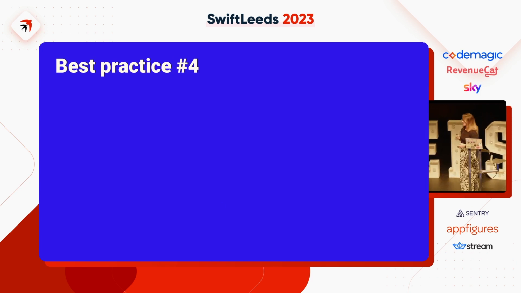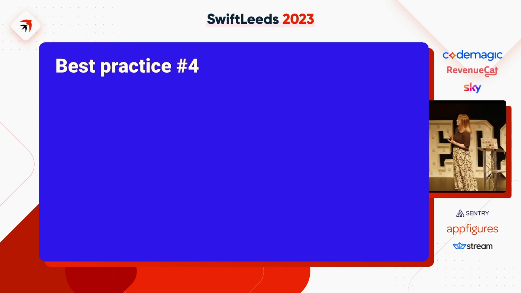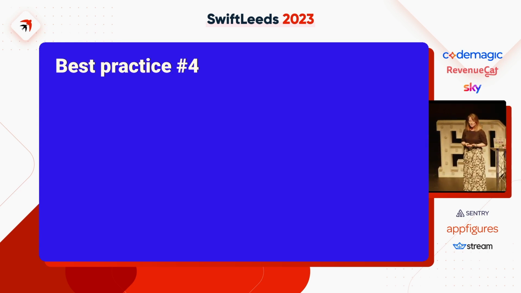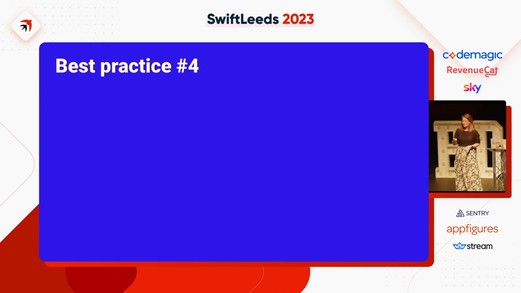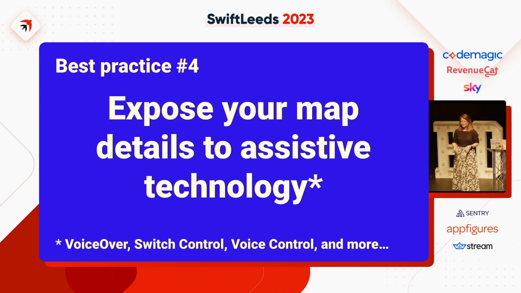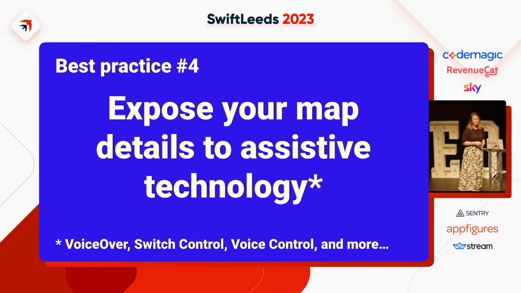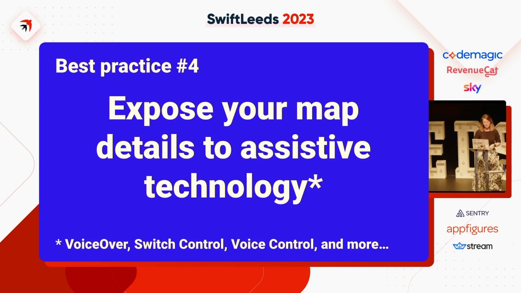At this point, we've challenged ourselves for why we have a map, challenged what kind of map we need, and then we've arranged our app so our users choose to see it. Finally, we can start talking about what's inside the map, which brings us to best practice number 4, to expose your map details to assistive technology.